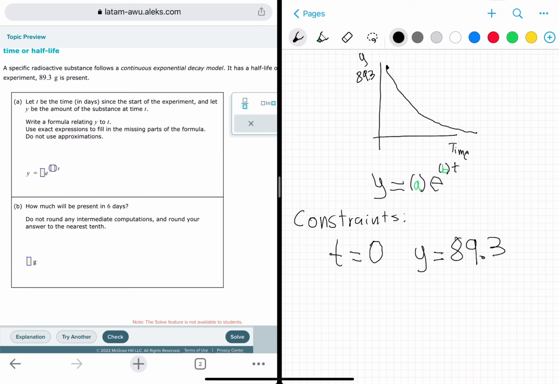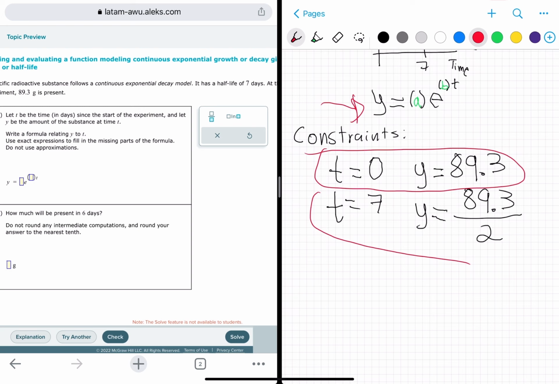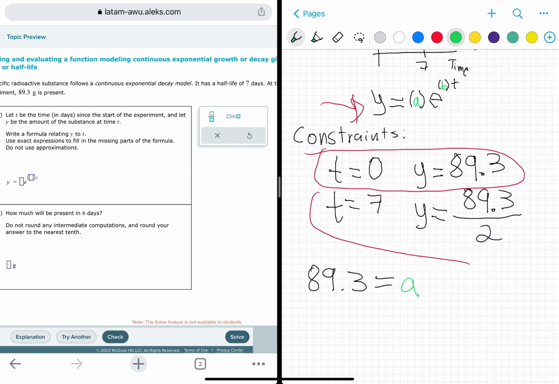Now that we have the function and the two constraints, let us evaluate in the original function. Let us evaluate first this constraint and then this one. Okay? So let us replace, instead of y, I will write 89.3 equals a, which is the number that I don't know, times e to the b, which is another number that I want to find, times t. T is the independent variable.